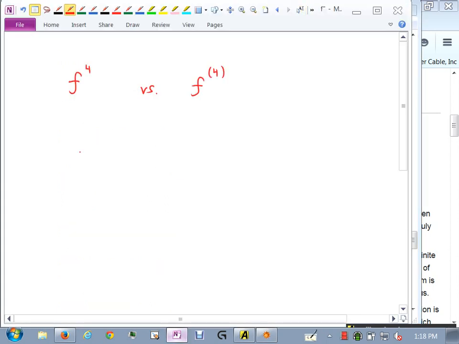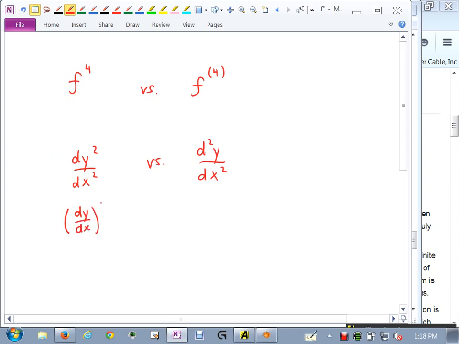Here's the reason. If I write (dy) squared over (dx) squared versus d squared y over dx squared, the offset here and no offset here makes a huge difference. What do you think this means? Isn't this really kind of the same thing? What does this mean? Square the derivative. Take the first derivative, and then square it. Versus this, which the offset tells you, that means second derivative. It's so you don't get confused with the two notations. And then third derivative, you go 3 here, 3 here, fourth derivative, 4, 4, and so on.